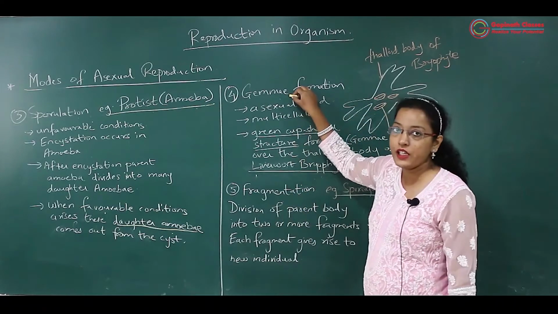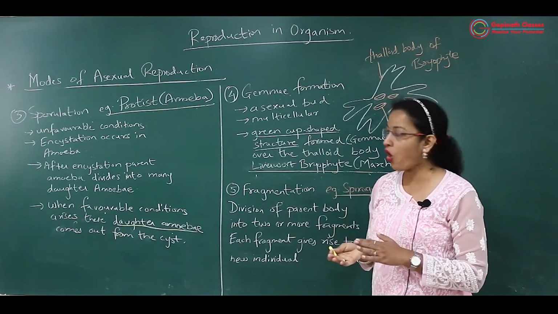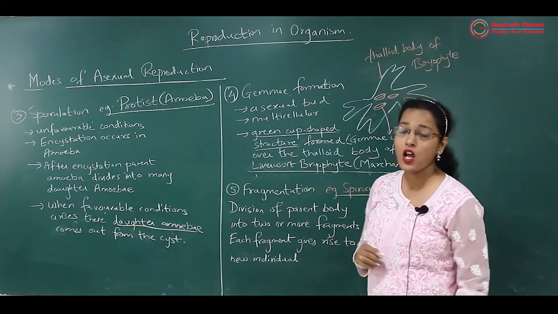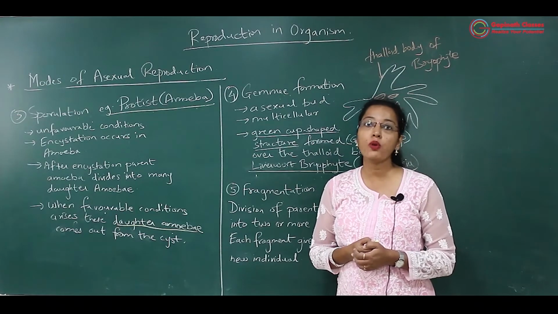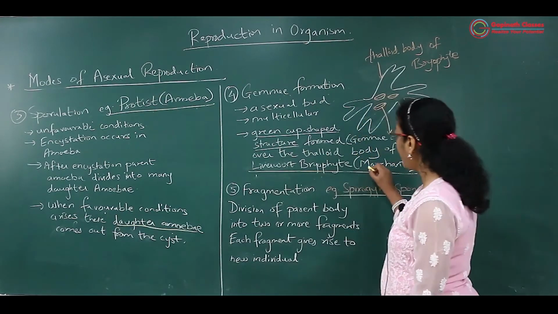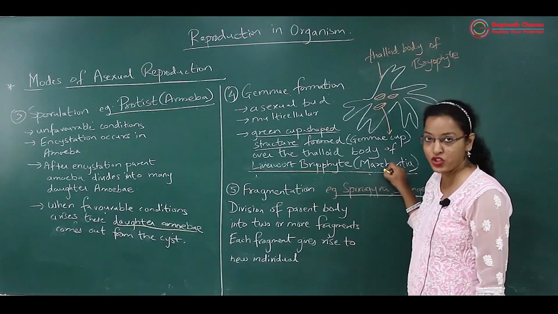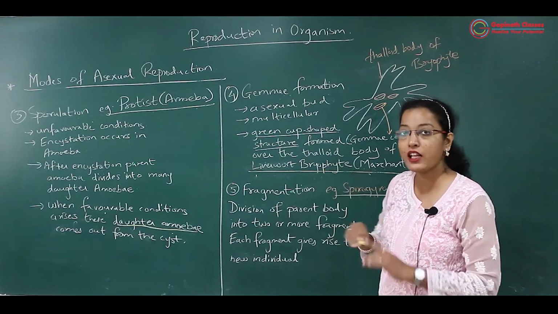Now, we will study what is gamete formation. Gamete formation is the other method of asexual reproduction which is specially seen in the thalloid body of liverwort, which is a group of bryophyte. An example of liverwort is Marchantia. Marchantia is a bryophyte which has a thalloid body.